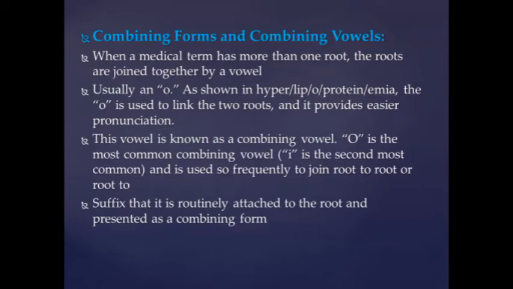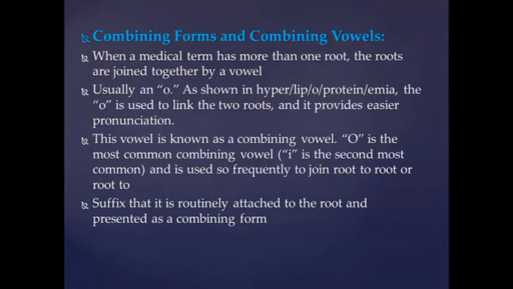So the most commonly used combining vowels are the O and the I. So here is an example. Hyperlipoproteinemia. So hyper means increased, lip means fat, and O is the combining vowel, protein means protein, emia means blood. So where is the combining form? Lipoprotein. Okay? Emia is the suffix, hyper is the prefix. So here is a prefix, but sometimes you'll not find the prefix. Okay? So when it starts with lipoproteinemia, you will understand that there is a lipid and protein in the blood.